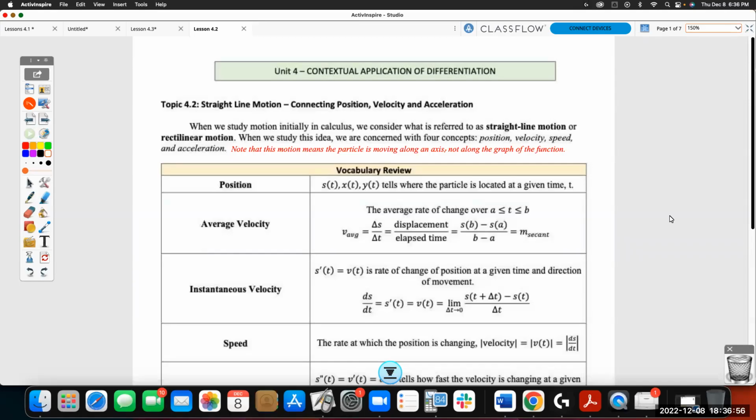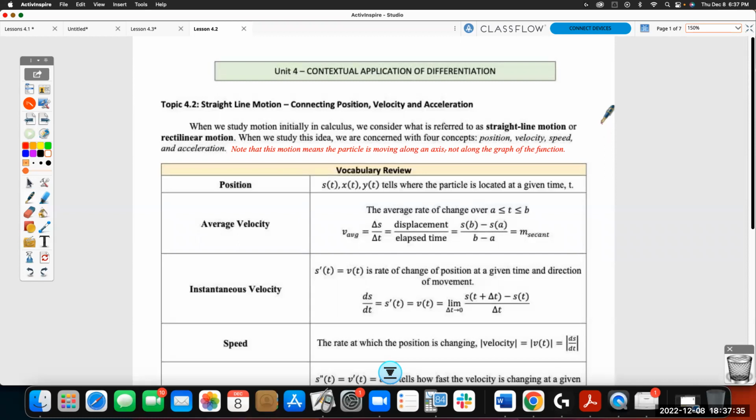Okay, lesson 4.2 is all about straight line motion, or rectilinear motion. And here is where we connect position, velocity, and acceleration. We will revisit the idea that was introduced to you during topic 3.6. When we study motion initially in calculus, we consider what is referred to as straight line motion, or rectilinear motion. When we study this idea, we are concerned with four concepts: position, velocity, speed, and acceleration.